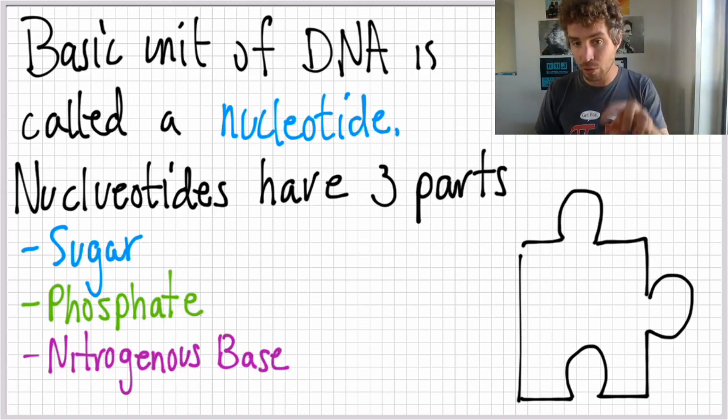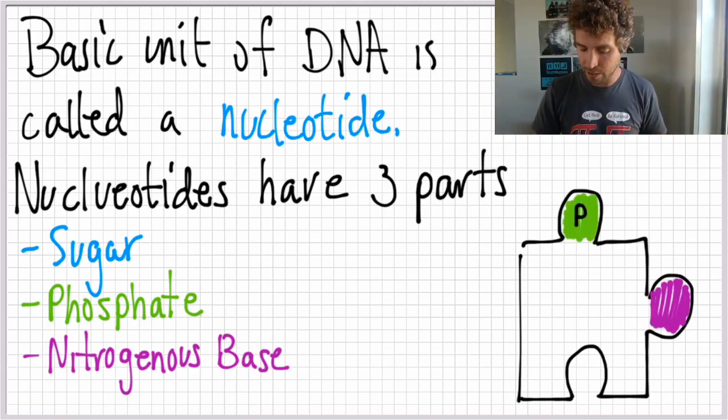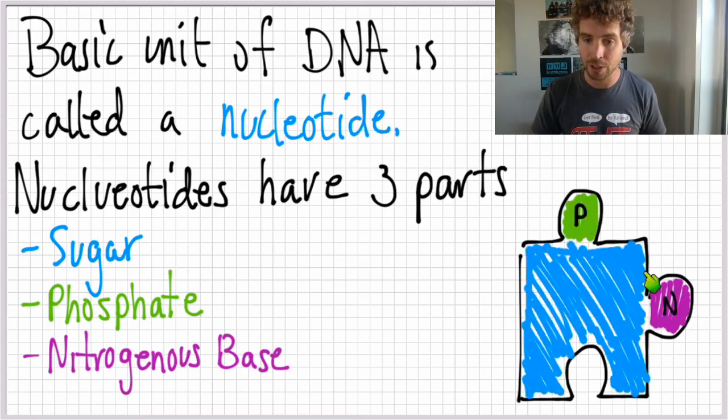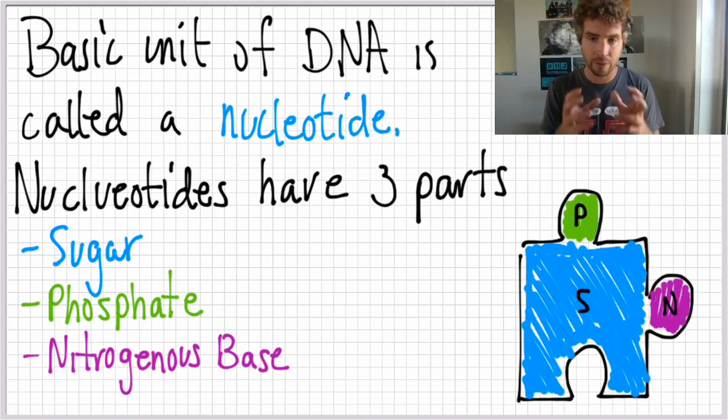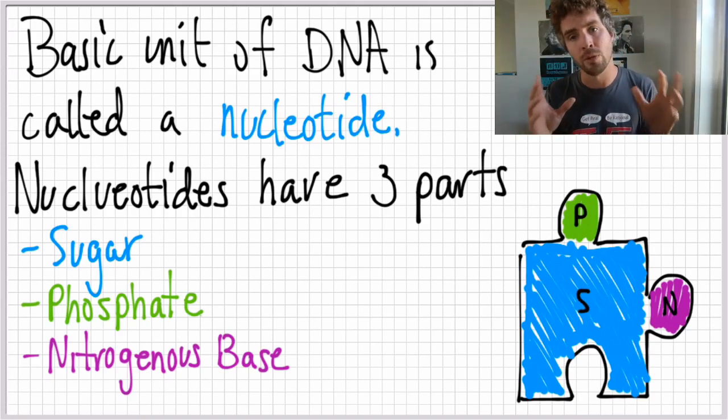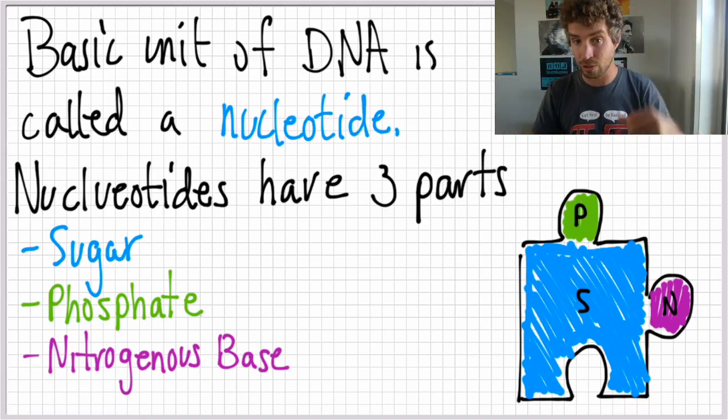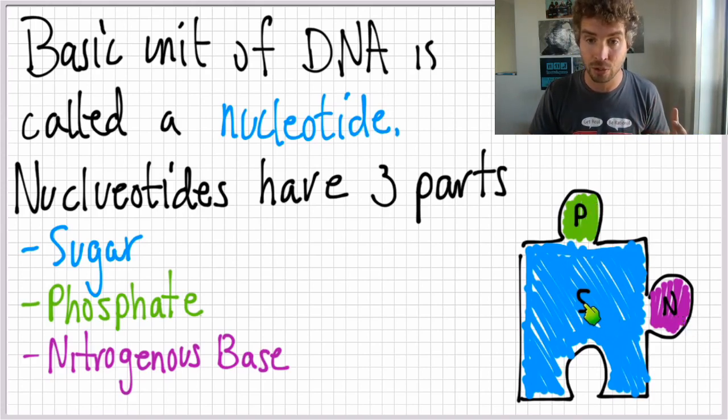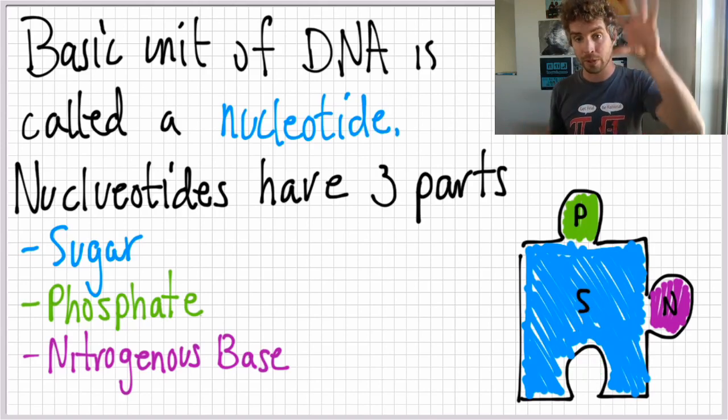But basically, if you think of a nucleotide as a puzzle piece, like this, then you can imagine that my phosphate is my little green connector piece up here. The nitrogenous base is just our little connector piece up here, and the sugar is the big base piece of our nucleotide. Everything connects to the sugar. The phosphate connects to the sugar. The nitrogenous base connects to the sugar, and then we put a whole bunch of these pieces together.